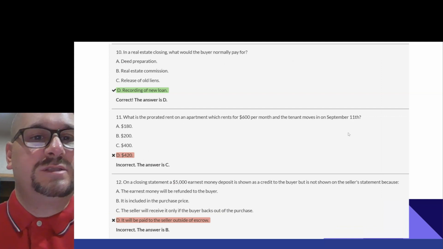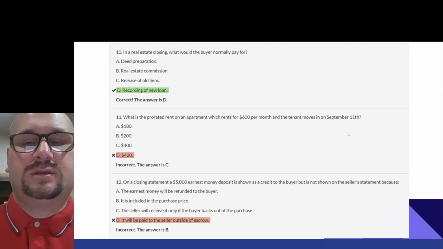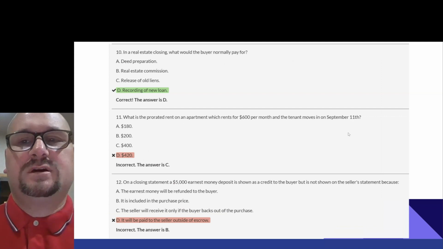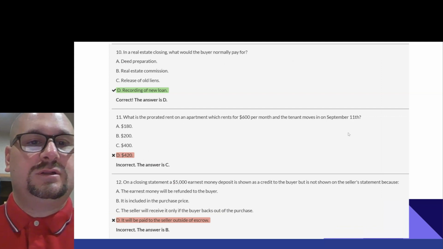Number 11, what is the prorated rent on an apartment which rents for $600 per month and the tenant moves in on September 11th? Answer is C, $400.